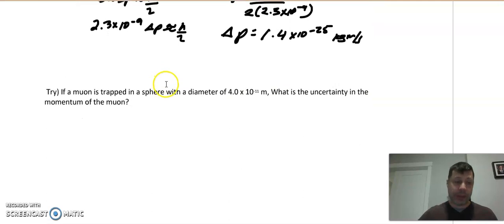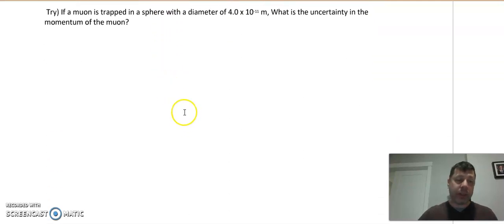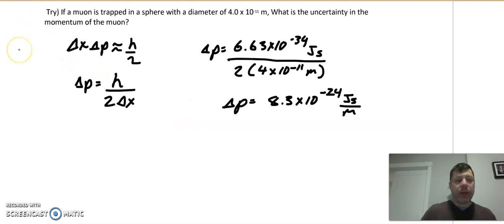So try this question, pause the video, and see how you do. So now that you've given this a shot, uncertainty of position and momentum, again approximately equal to h over 2, and you should have wound up with 8.3 times 10 to the negative 24 joule seconds per meter.